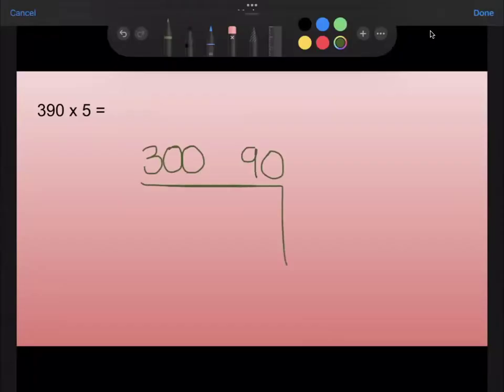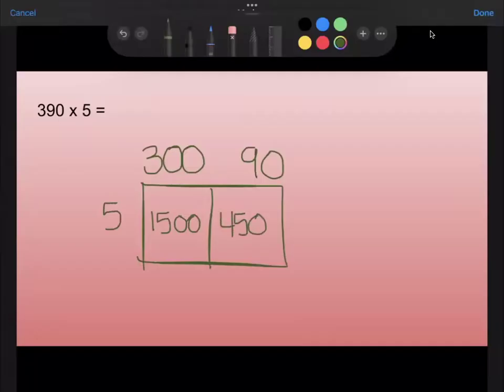So I'm going to put a box under there and divide it into 2 sections, and put the 5 on this side over here. In the first box on the left, I need to put the product of 300 times 5. 3 times 5 is 15, and then I add the 2 zeros at the end. For the next box, I would be doing 9 times 5, which is 45, and then add the 1 zero at the end.